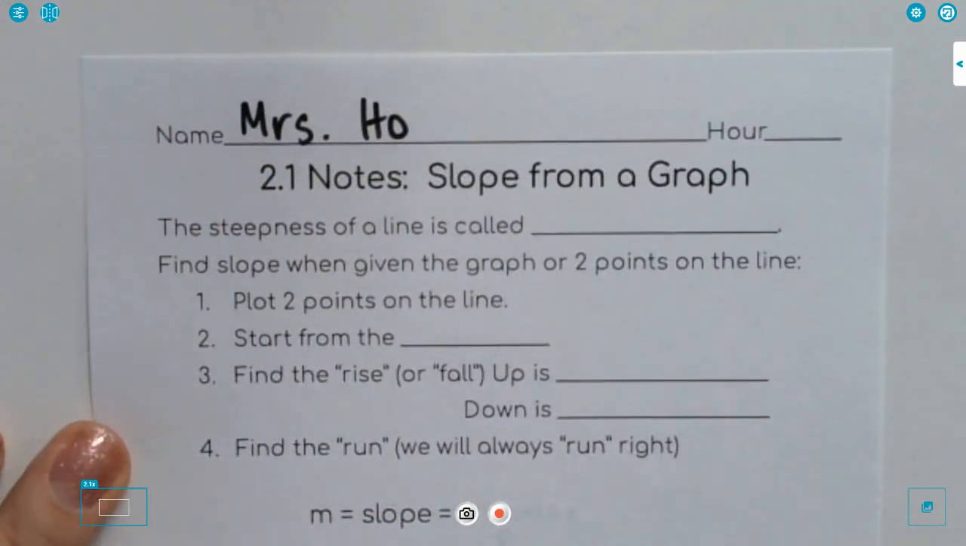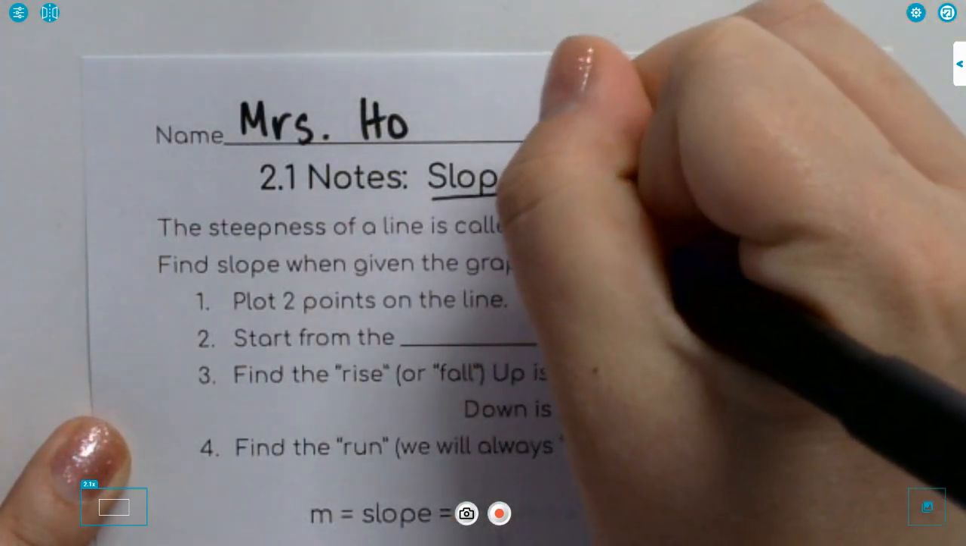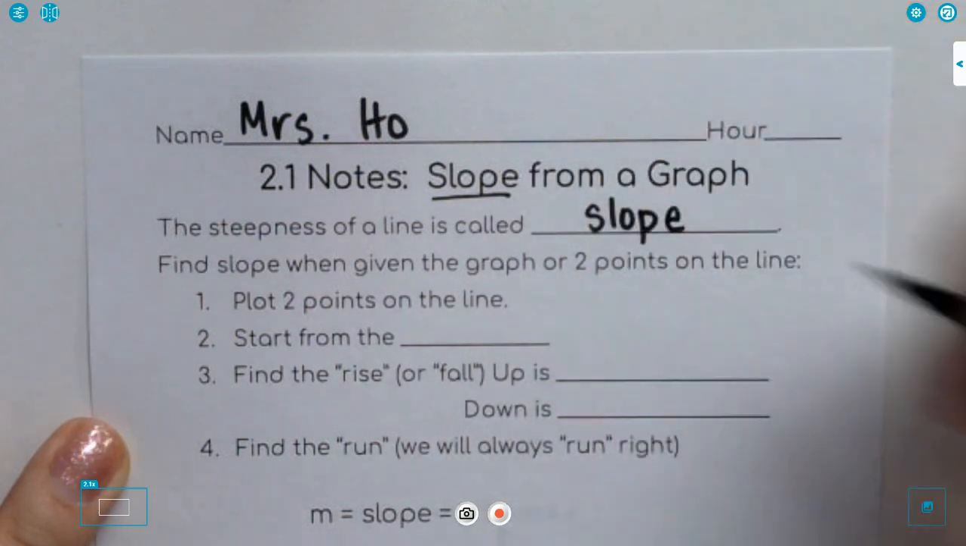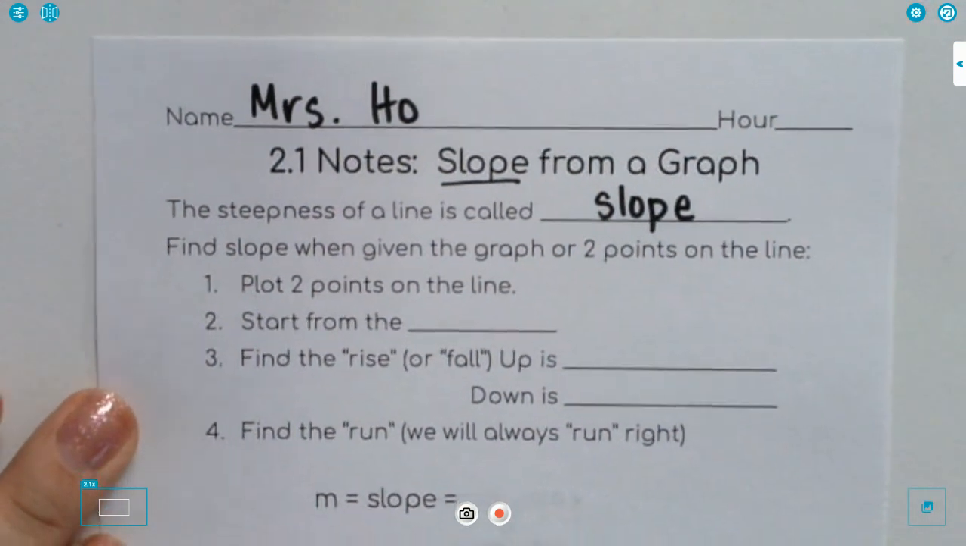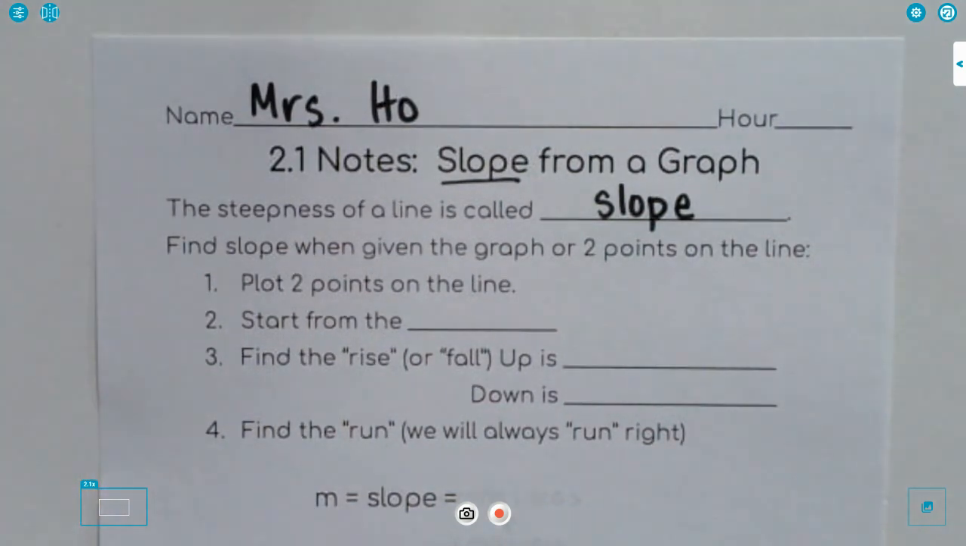So slope is essentially the steepness of a line. The steepness of a line is called its slope. Today we are just going to be finding slope when it is already on a graph. So we're going to be looking at a graph and finding what the slope of that graph is.